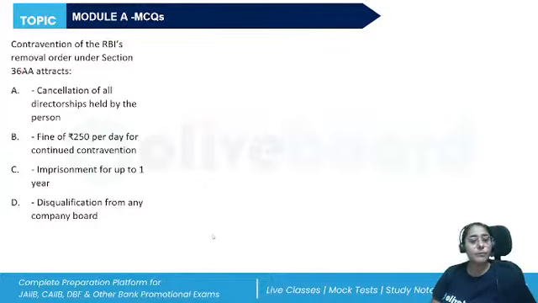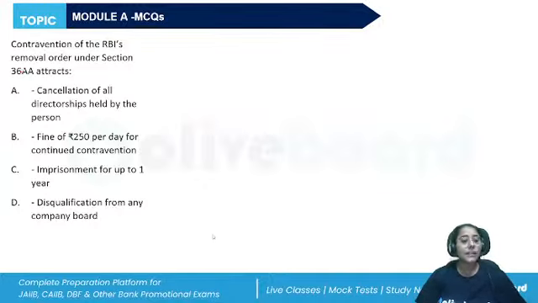Contravention of the RBI's removal order under section 36AA. Let's say RBI has given the order to a banking company that this person should be removed from the board of directors or the managerial personnel, but the bank is not complying with the direction. So, what will be the penalty or what will be the action? Cancellation of all the directorships held by the person, fine of rupees 250 per day for the continued contravention, imprisonment for up to 1 year, disqualification from any company board.